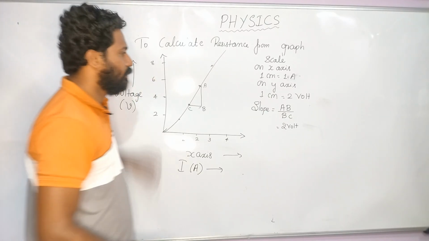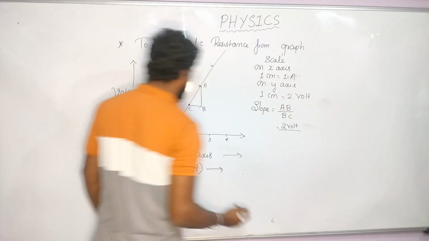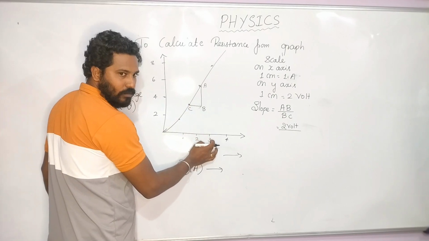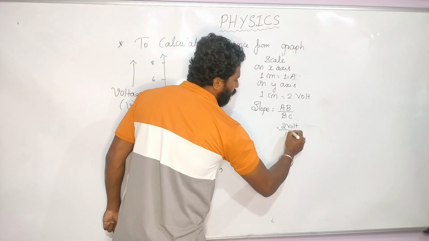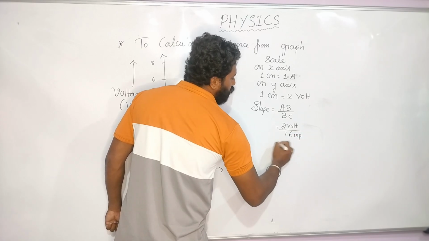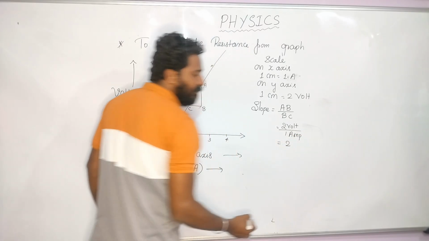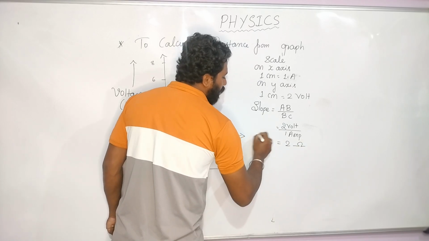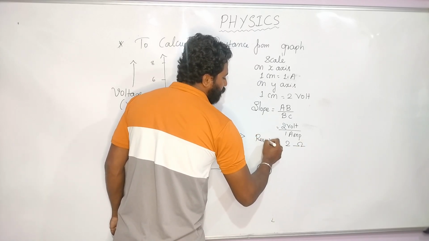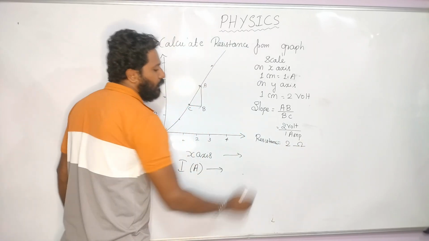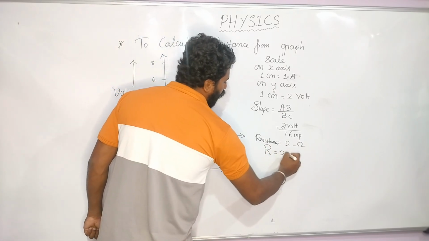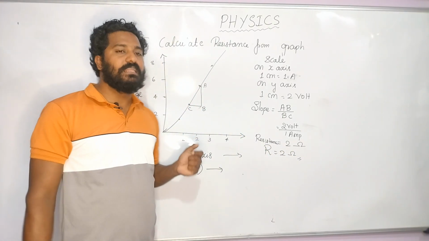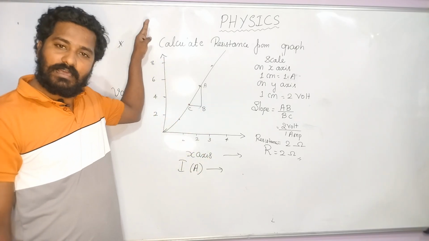Divided by, how much is BC? BC is between 2 and 3. How much is 1 ampere? 1 ampere. So what is 2 by 1? 2 by 1 is 2. 2 ohm is the resistance. So R is equal to 2 ohm. This is how you should be able to find the resistance from the graph.